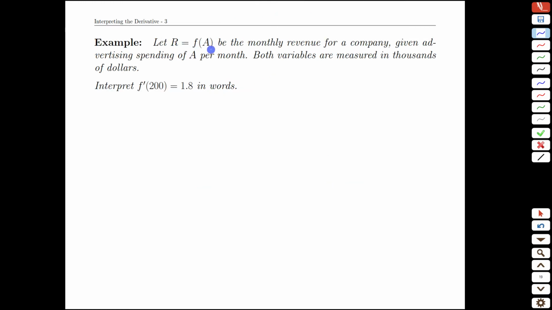Let's extend that to another kind of scenario, where we have a function that ties 2 variables together. So imagine we have a relationship between A, the amount we spend on advertising spending per month, and that'll be in thousands of dollars, and on the other side, the revenue, so how much money the company makes in that same time frame. Both are measured in thousands of dollars. So this would be an A value.